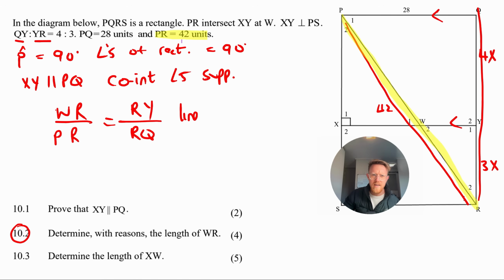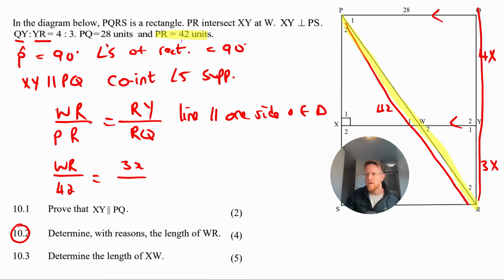and then you would have to say which lines are parallel, or you can just say line parallel to one side of triangle. That's the other reason we're allowed to use it. Now if we fill this in, we're going to say WR over PR, which is 42, and then RY is 3x, RQ would be 3x plus 4x, which is 7x.